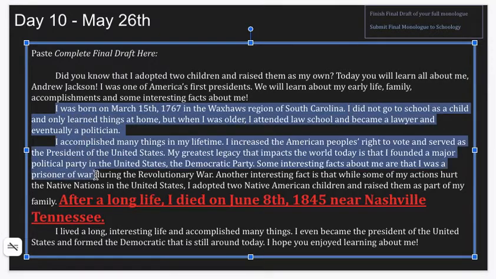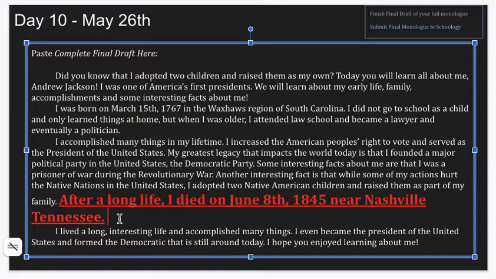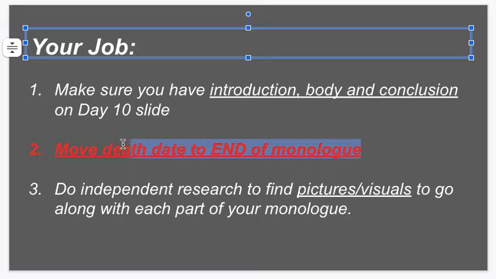Now, the body of my writing goes in chronological order. It goes from when they were born, then it talks about their childhood, then what they accomplished as an adult, and finally it ends by telling the audience when they died. Your job today is to move the death date. You're going to move that information to be at the very end of your writing so that it goes in chronological order.